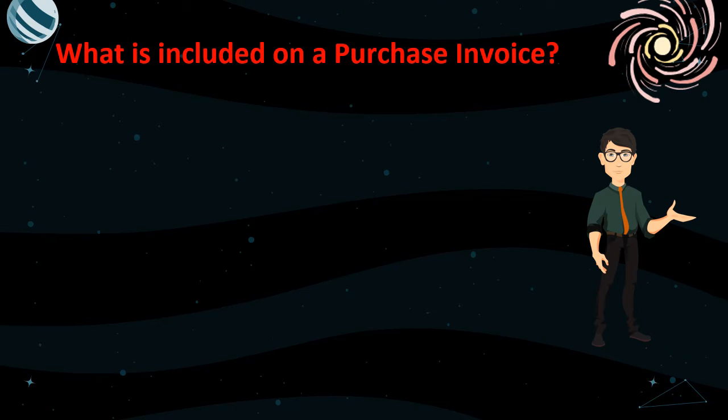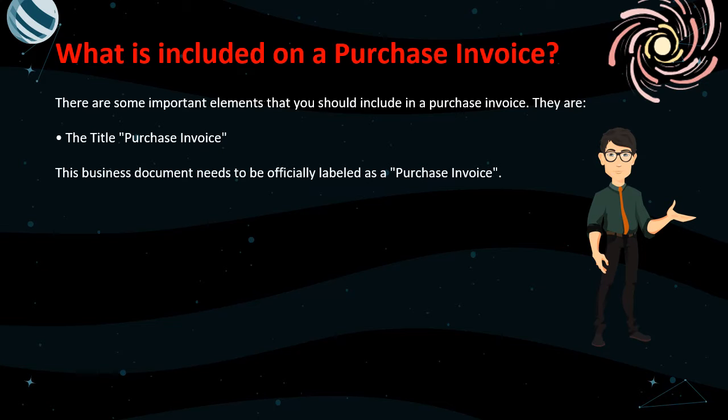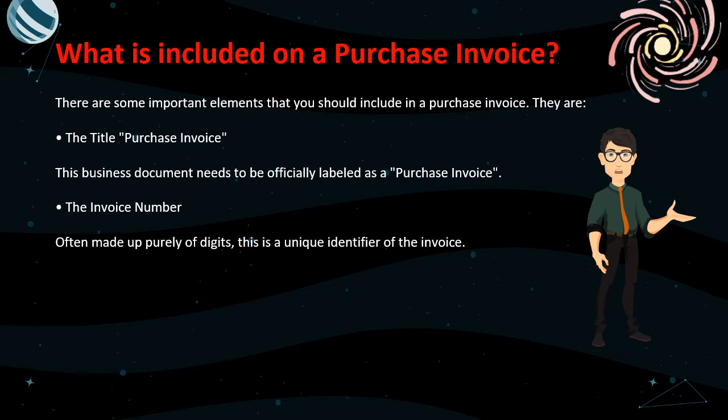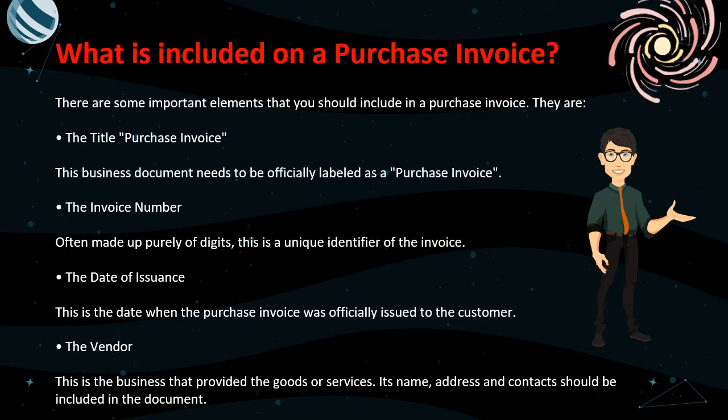What is included on a purchase invoice? There are some important elements that you should include in a purchase invoice. They are the title, Purchase Invoice. This business document needs to be officially labeled as a purchase invoice. Second, the invoice number. Often made up purely of digits, this is a unique identifier of the invoice. Third, the date of issuance. This is the date when the purchase invoice was officially issued to the customer. Fourth, the vendor. This is the business that provides the goods or services. Its name, address, and contact should be included in the document.